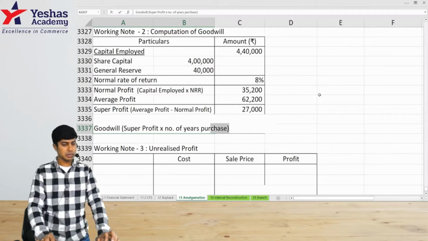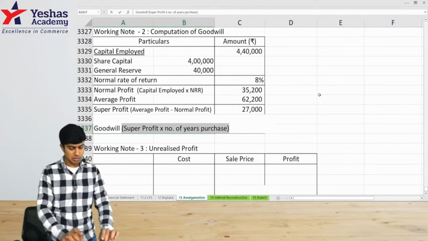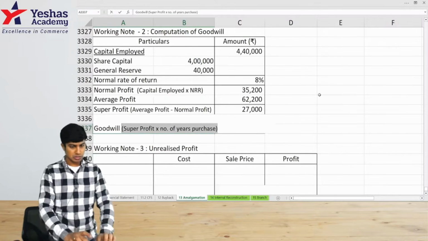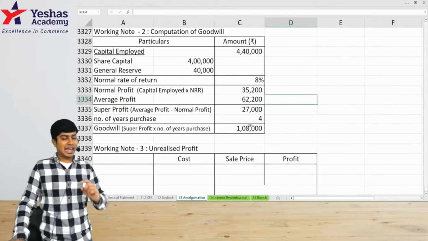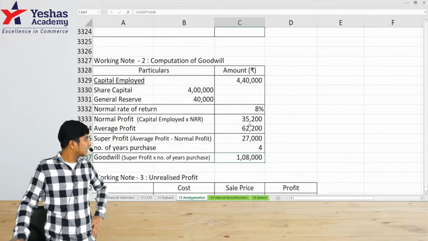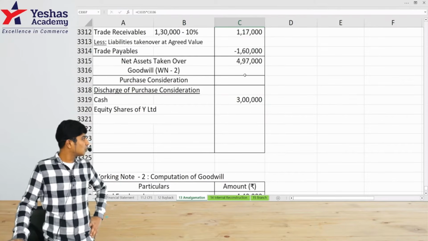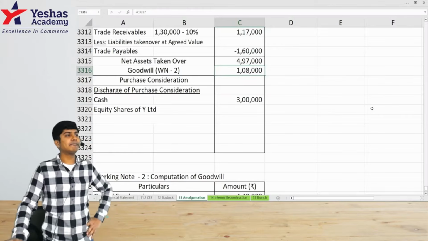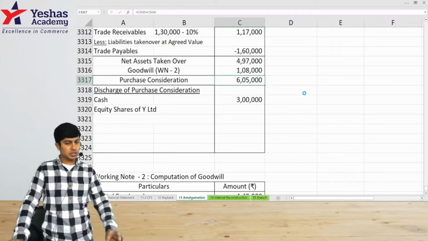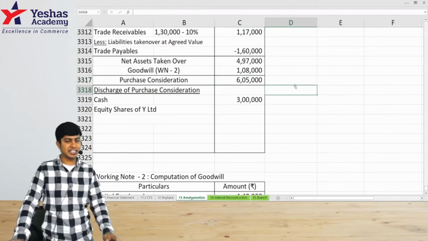Number of years purchase. I hope everybody understood this. 1,08,000 becomes goodwill. Come back to working note number 1. NATO is 4,97,000. I would add goodwill of 1,08,000. 497 plus 1,08,000 is 6,05,000, which will become our purchase consideration.